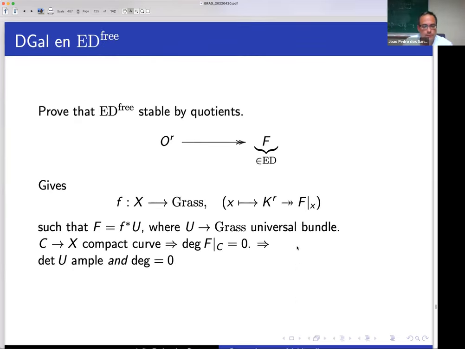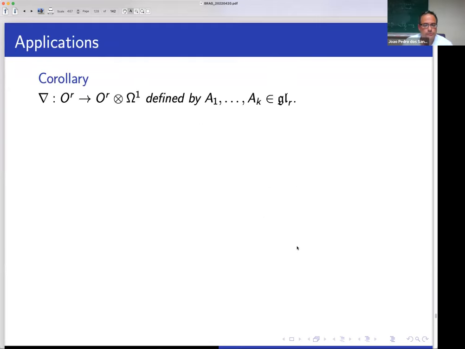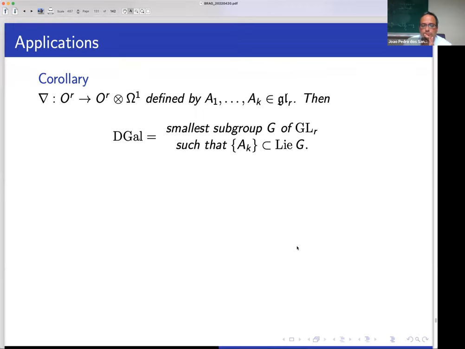So let me go on. So the corollary is the following. If I have a connection on a free vector bundle, defined by some matrices, then in order to compute this differential Galois group, all that I have to do is find the smallest subgroup of GL_r which contains these matrices.